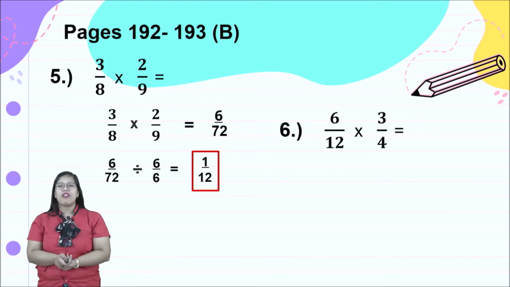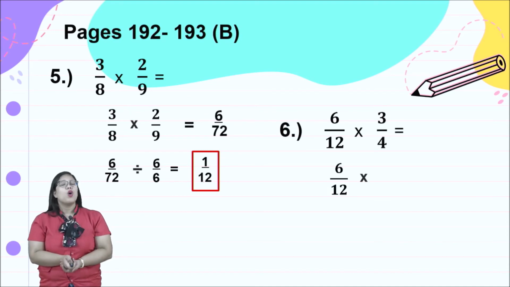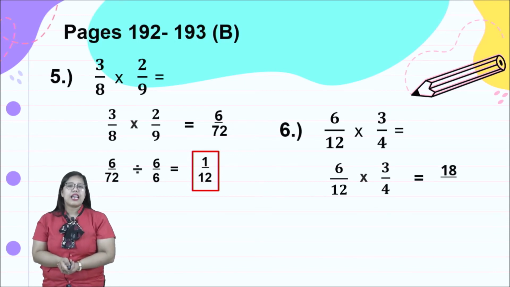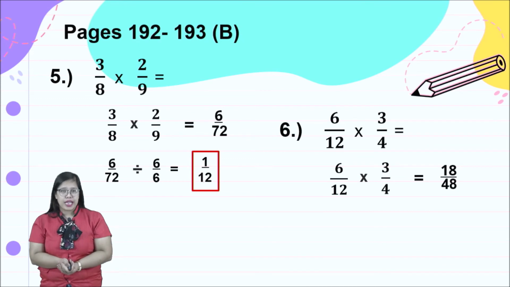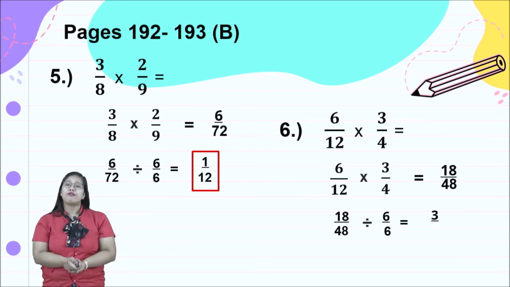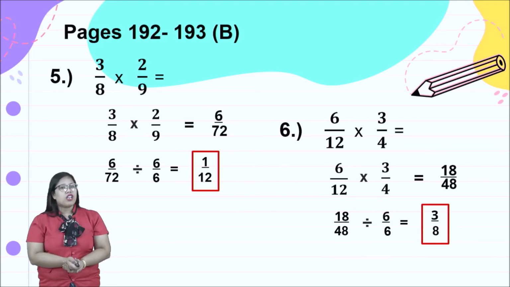So, in number 6, we have a given of 6 over 12 times 3 over 4. So, again, kids, we need to multiply the numerator. 6 times 3 is 18. And 12 times 4 is 48. As you can see, 18 and 48 can be expressed in lowest term by dividing their GCF. And again, 18 over 48 can be divided by their GCF, which is 6. And 18 divided by 6 is 3. And 48 divided by 6 is 8. So our final answer will be 3 over 8.